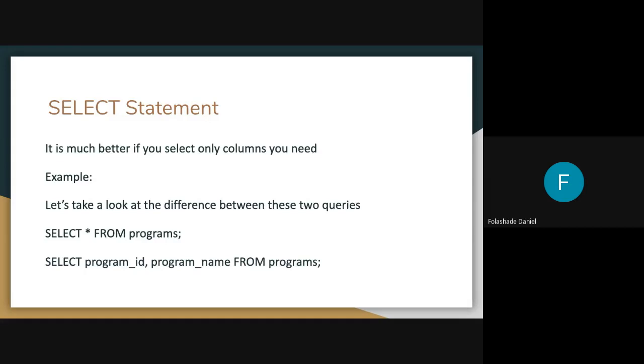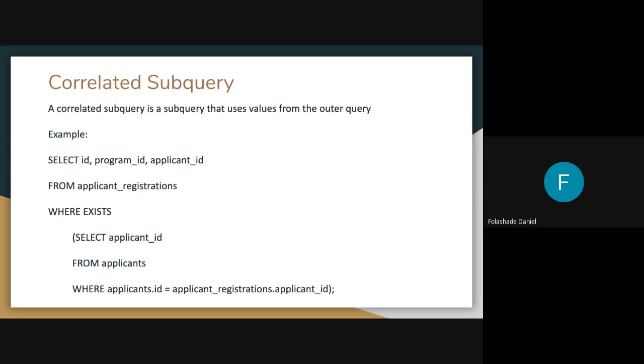So take for example these 2 queries. You are selecting all from programs. I'm selecting just program ID and program name from programs because you need just program ID and program name. If you select all from programs, you get other things like start dates, end dates, created at, cost, price, and so on, which you don't actually need in that particular scenario you want to use it for. But selecting just the 2 columns you need is better.